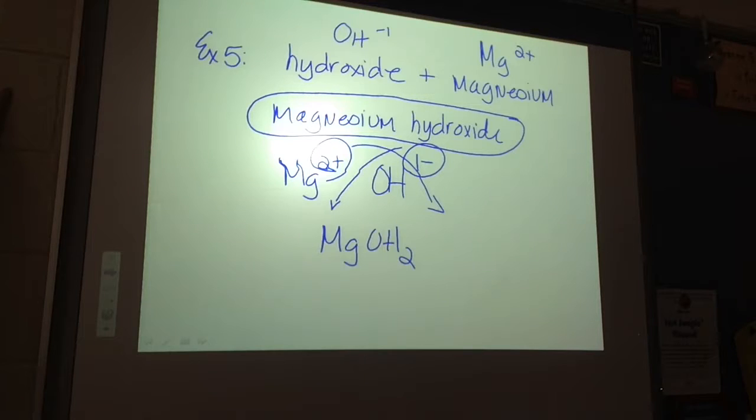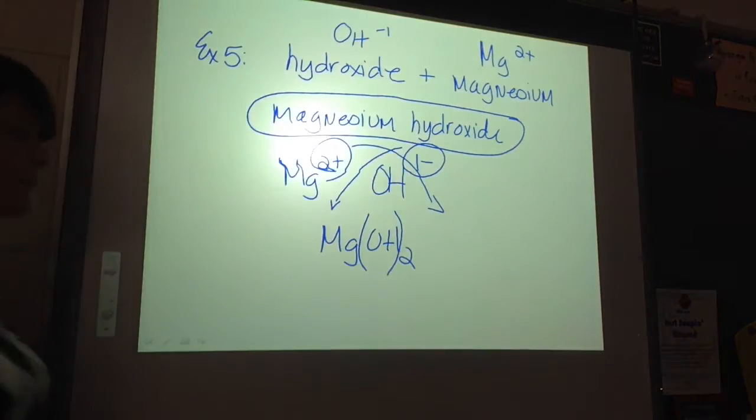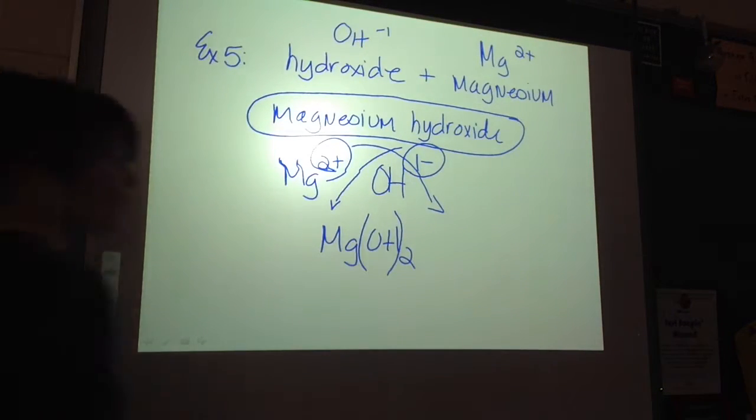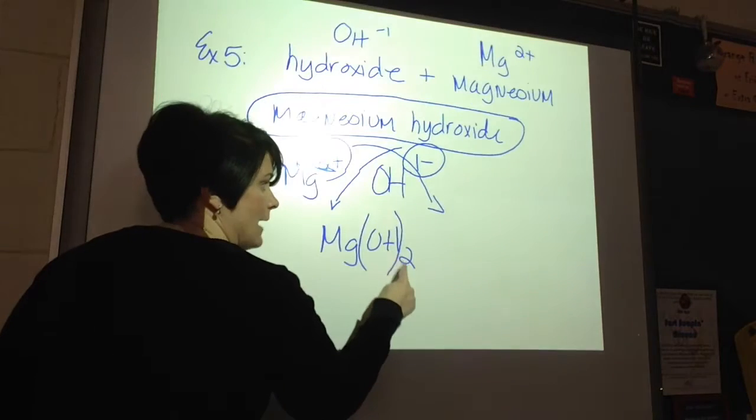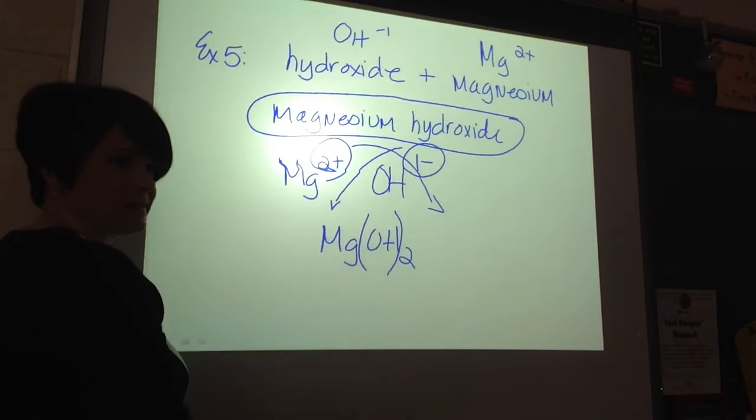It looks okay, but we need parentheses. Why, Bradley Paris? Because it's a package deal. I don't need just 2 hydrogens. I need 2 hydroxides. Yes, I need 2 OHs.